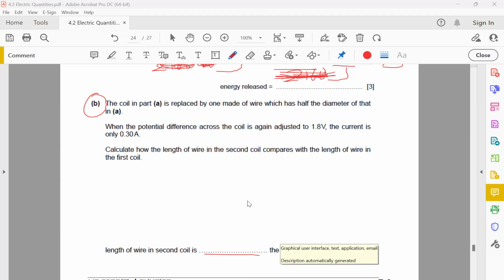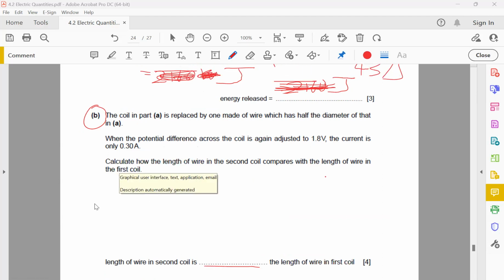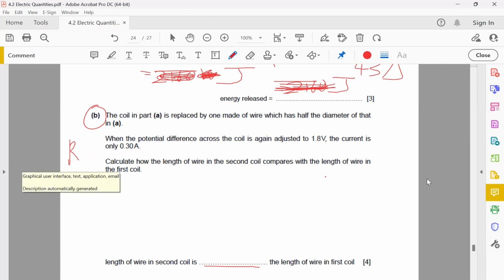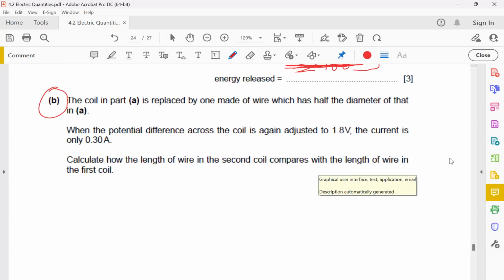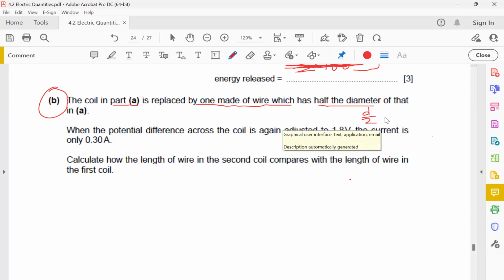Okay, anyways, look at this question here, guys. This question here is once again the formula that relates to R equals rho L over A, but there is obviously a huge twist here. Some of my students were struggling with this in the Wednesday class also, so please pay attention. It says the coil in part A is replaced by 1 meter of wire which has half the diameter. It's half the diameter, not half the area, half the diameter.